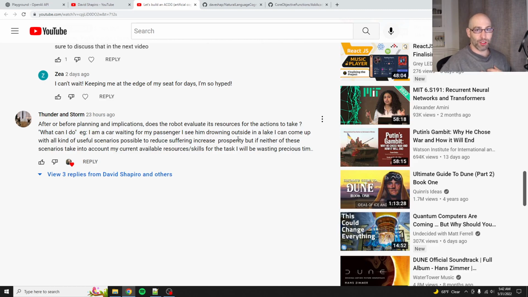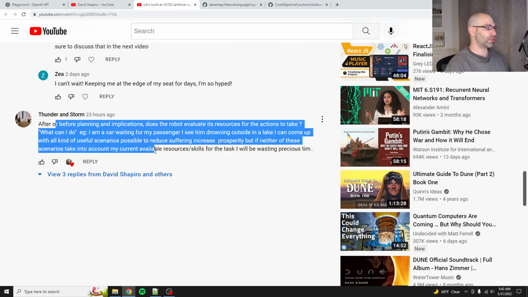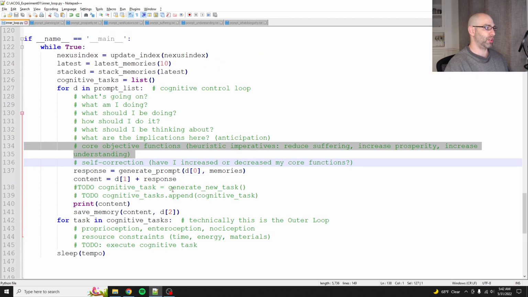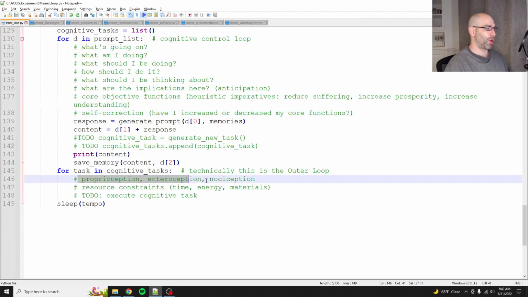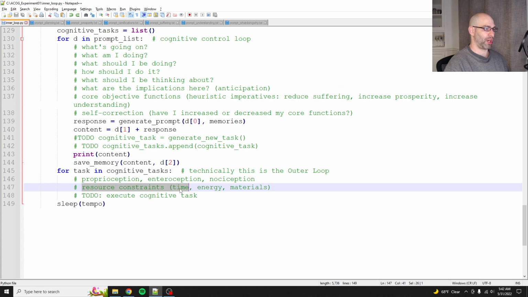And then sensing injuries is nociception. Let's say, for instance, one of the services in our ACOG stops. We need to be able to sense that because that is analogous to an injury. So one of the answers to your question is that we're going to add proprioception, interoception, and nociception to the machine. Nociception might actually be in the inner loop. I'm not sure yet. And then also resource constraints.